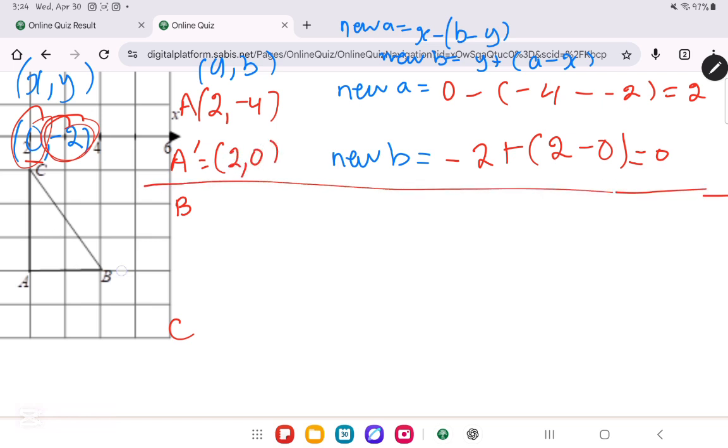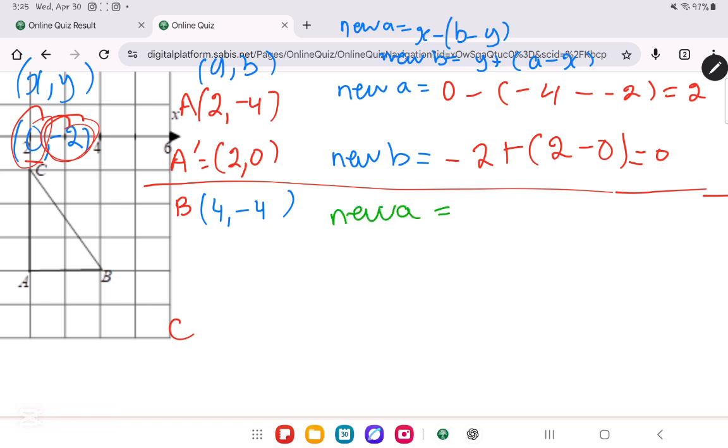We move on to the second one, which is b. If you look at b over here, what are its points? The points of b are 4, minus 4. I think it will be easier for you on the graph to see. So it's 4, minus 4. Now we will need to find the new A and the new B.